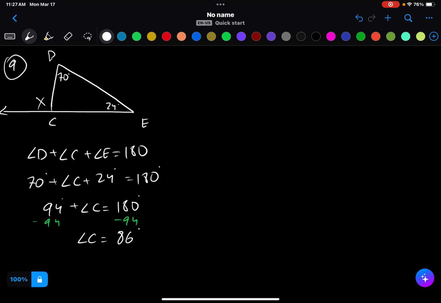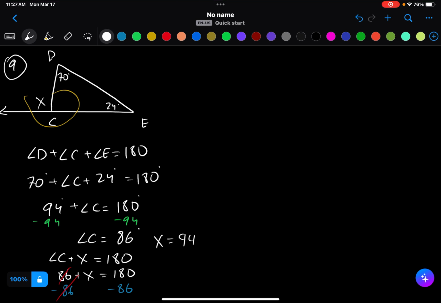Now to find the x, these two are again a supplementary pair. So angle C plus x has to equal 180. And I know what angle C is. I just found it. So 86 plus x equals 180. And now all I need to do is subtract 86 from both sides. That's gone here. And x, our missing exterior angle, ends up being 94 degrees. So there you go. That's our missing angle right over here.